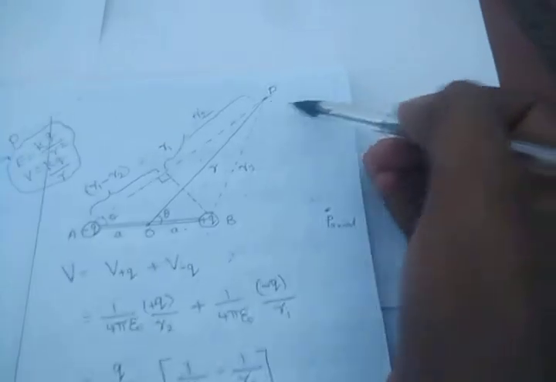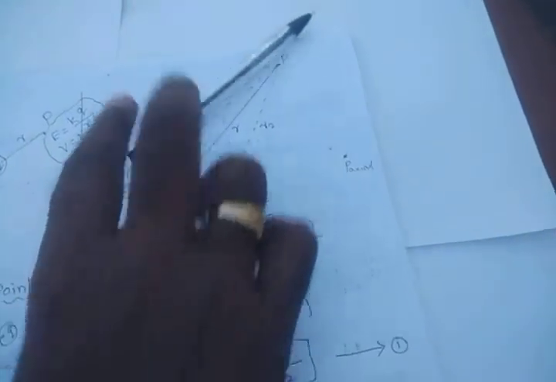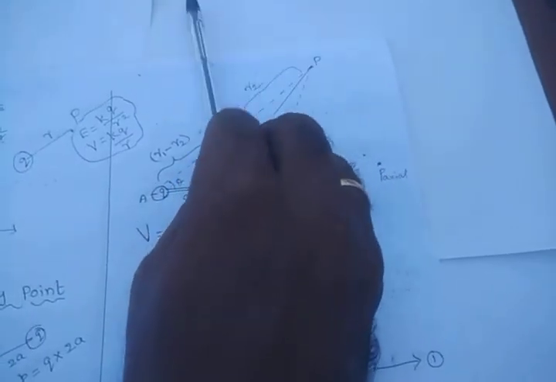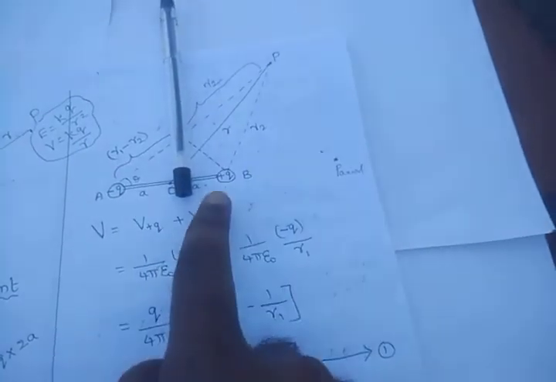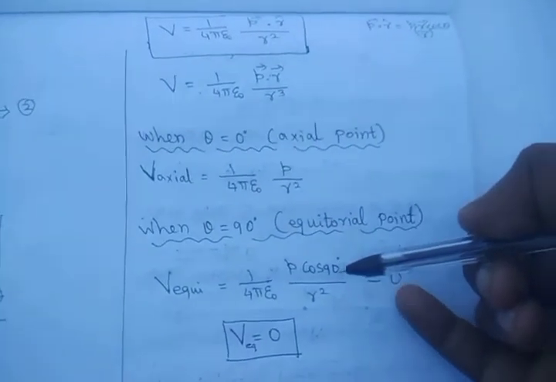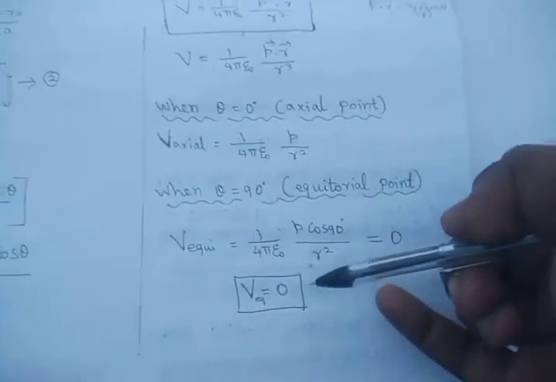So the first case, the point P comes to the horizontal point, that is, the angle becomes 0. The next one is if the point P becomes vertically normal, that is 90 degree. The angle is 90 degree with the dipole. So the point P is at this point. We have to substitute for cos theta 90 degree. What is the cos 90 degree? So the cos 90 degree value is 0. So the electric potential due to the equatorial point is 0.